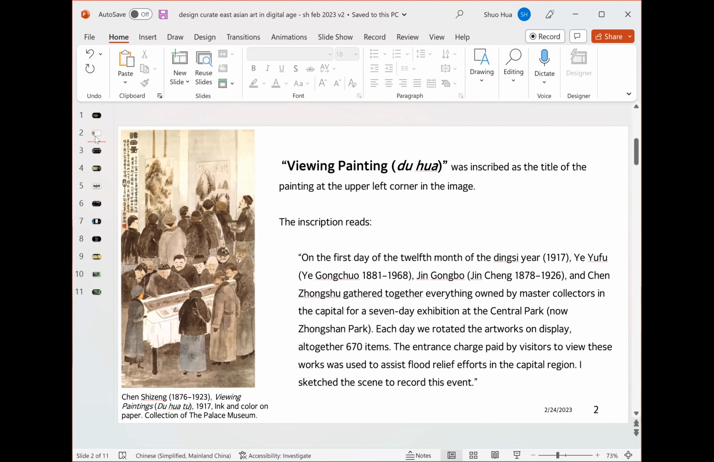Here on the slide is a painting titled Viewing Painting, created by a renowned Chinese painter and art historian Chen Shizhen. It depicts the mix of crowds of Chinese and Westerners viewing and discussing painting scrolls in an exhibition held in Beijing in order to raise funds for the less privileged in times of political and military turmoil in the early 20th century. Here, the artworks were depicted or in a way reinvented, not just by the making of the images, but also by the instances and context of the viewing, and especially those who were looking at and interacting with them.